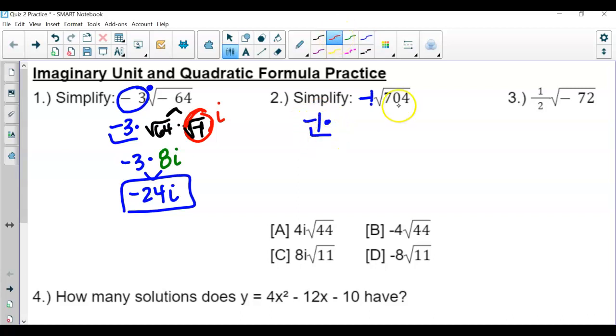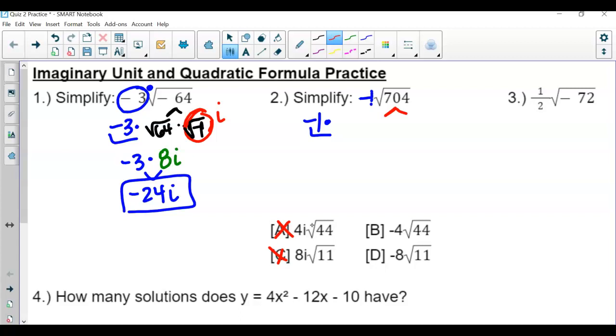Now also notice the square root of 704. Well, the square root of 704 is positive. So I don't need i in my answer because this is a positive value. We don't have the square root of negative 1. So I'm going to mark off A and C because they involve i here.